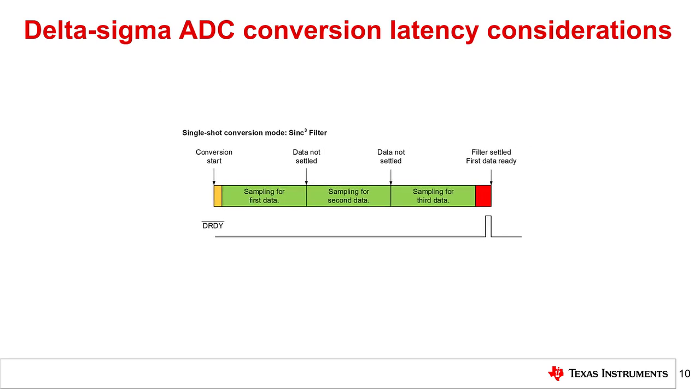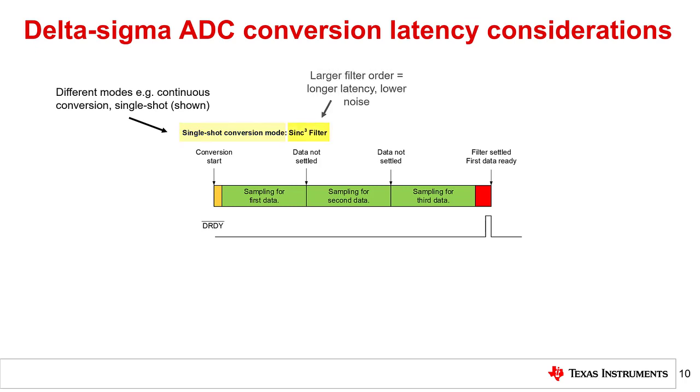This diagram has many important characteristics that contribute to or directly affect the overall conversion latency. One such characteristic is the mode of operation, which changes how often the ADC samples data. For example, the ADS124S08 has both a continuous conversion mode and a single-shot operating mode. Next, the digital filter order impacts conversion latency, where a higher order filter results in lower noise but longer latency. The ADS124S08 Sinc3 filter is shown in the diagram.